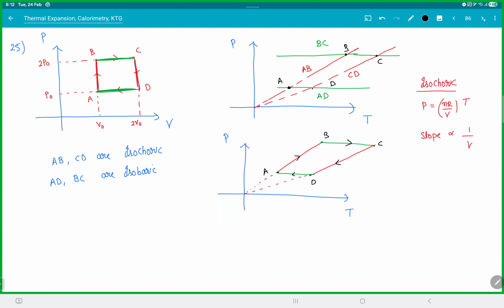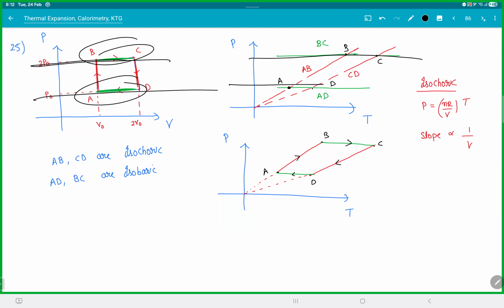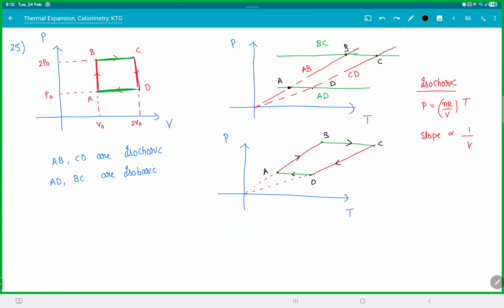How did you get that? Otherwise, see, BC and AD are what? They're horizontal lines, same pressure. On the y-axis, you have pressure. So how does an isobaric process look like? A constant pressure. How does a constant pressure look like? A horizontal line, isn't it? In a PT graph, if I ask you, constant pressure means what? It looks like this.